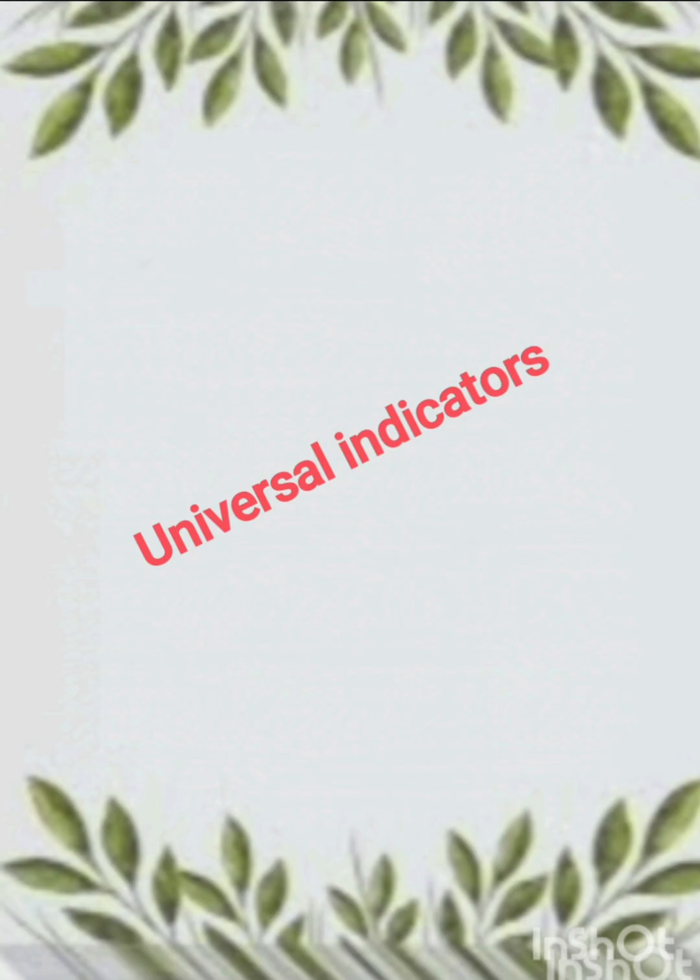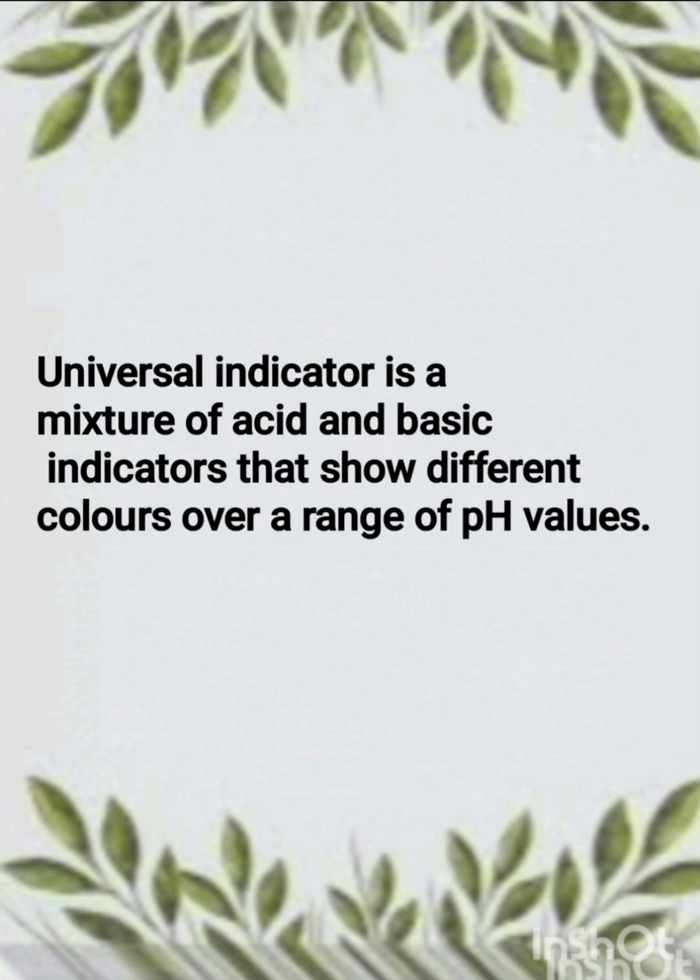Let's learn about universal indicators. Students, universal indicators are used to determine the strength of acids and bases. If there are two acidic solutions, universal indicator helps us to identify which one is more acidic. Similarly, alkalinity of solutions can be identified through these. So, universal indicator is a mixture of acid and basic indicators that show different colors over a range of pH values.